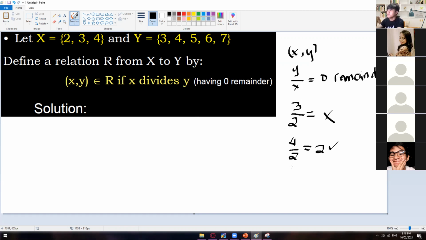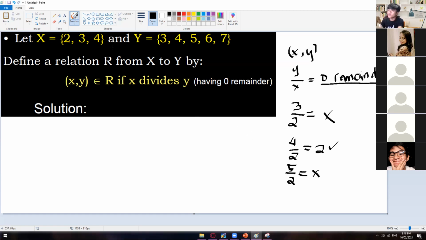How about 2, 5? So are they in relation? Take note, our condition here is having a 0 remainder. If we don't have a remainder, then they are in relation. But if we have a remainder, then they are not in relation anymore. So is this 2, 5 in relation with each other? No, sir. It will give you a remainder.